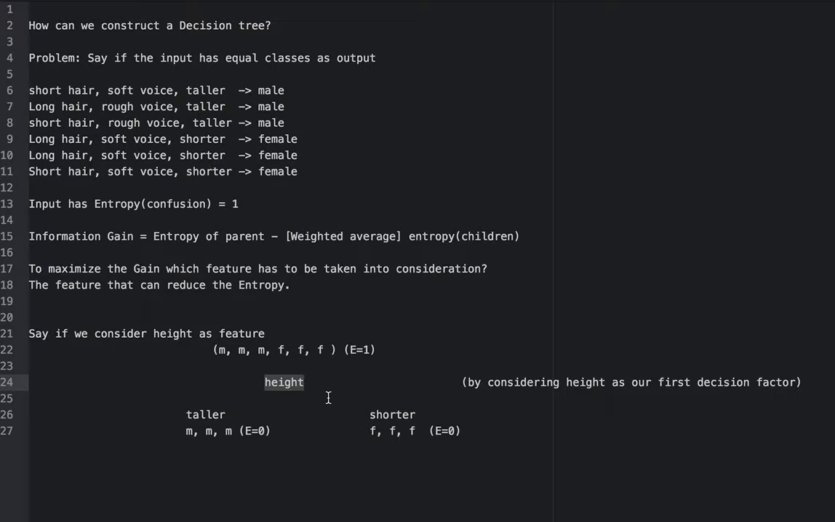This is the principle that is used to construct the decision tree, by just considering which factor can increase the gain, which factor can increase the gain. So that's how it picks the factors and basically constructs the whole decision tree.